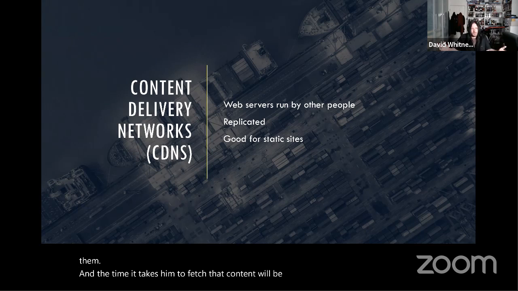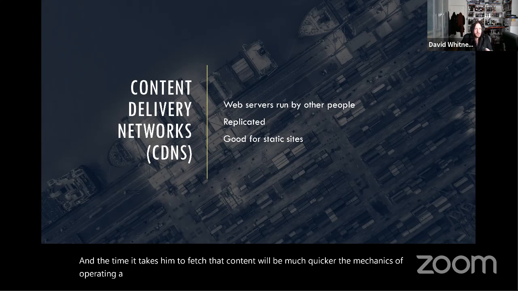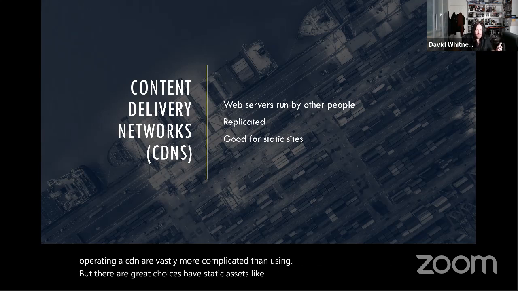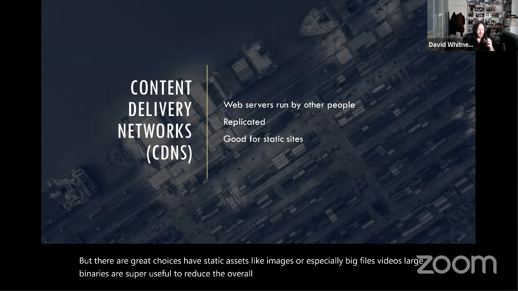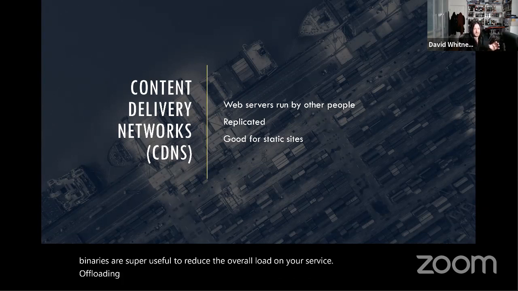Cool. The mechanics of operating a CDN are vastly more complicated than using one, but they're a great choice if you have a lot of static assets like images or especially big files, videos, large binaries. They're also super useful to reduce the overall load on your servers. Offloading to a CDN is one of the easiest ways you can get extra performance for incredibly minimal cost.